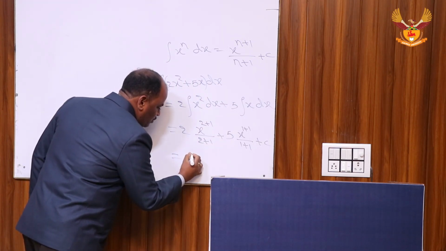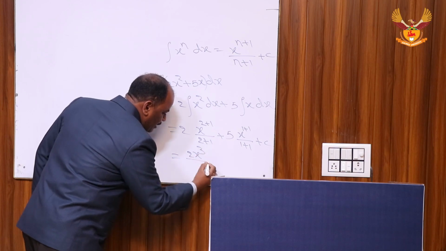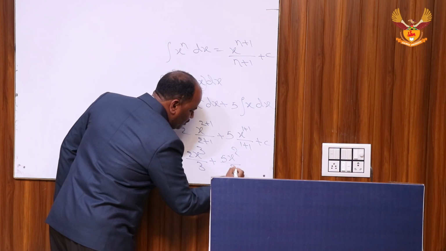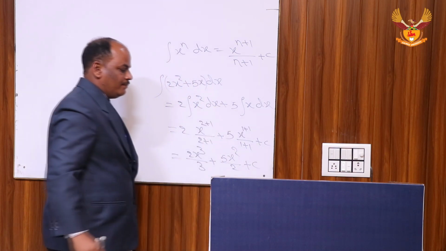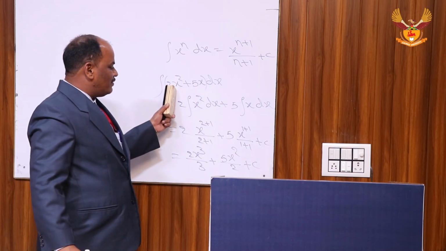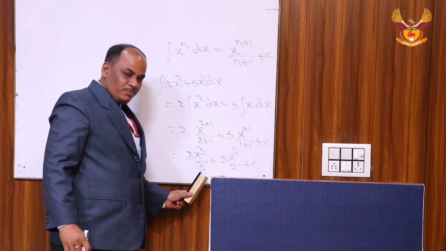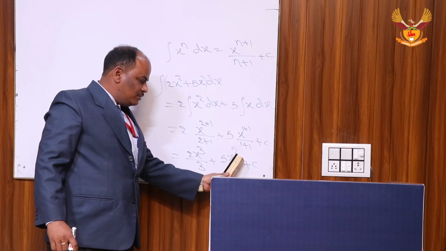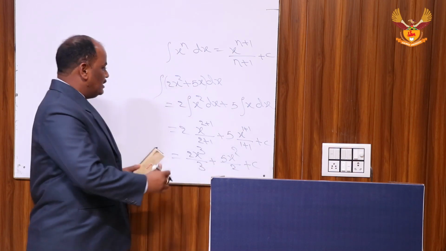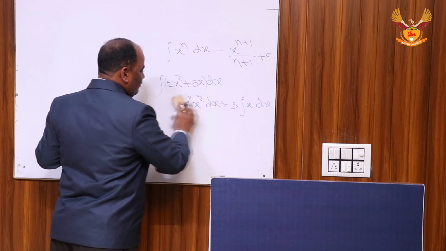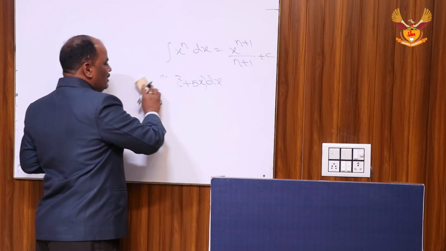This is equal to 2x power 3 upon 3 plus 5x power 2 upon 2 plus c. So after integrating this function we get 2x cube upon 3 plus 5x square by 2 plus c. This is one example, and for another example, if it is plus, then we take it as plus.